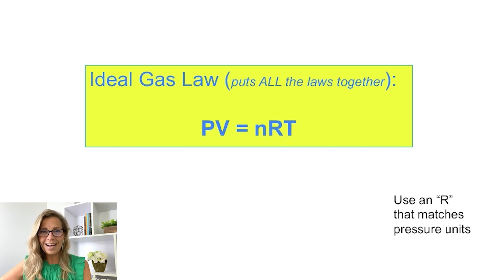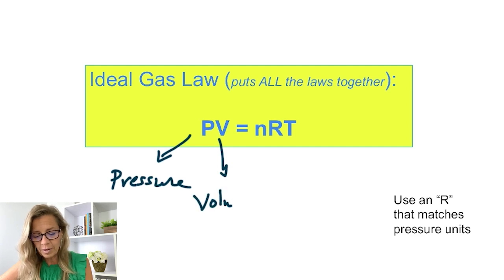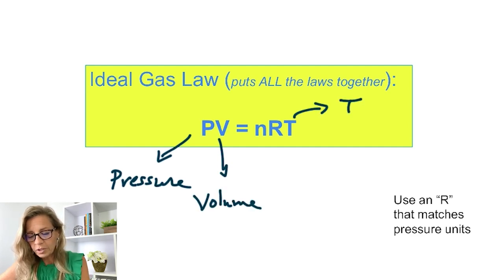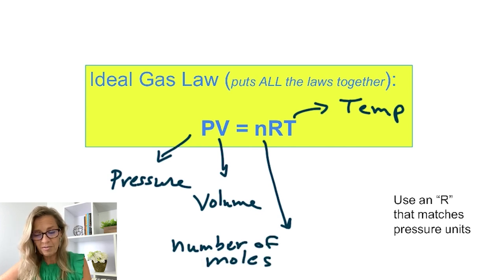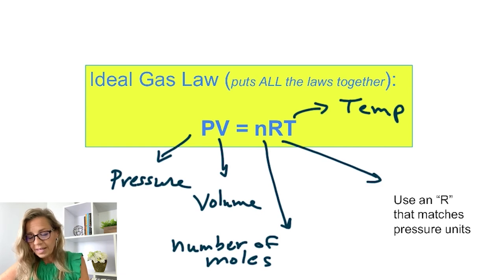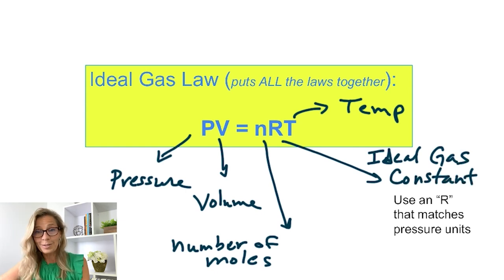All right, let's get to the ideal gas law. So you recognize pressure and you recognize volume and of course temperature, but we have a couple new variables. So N stands for number of moles. So that's where Avogadro comes in, a number of moles. And then R is what we call the ideal gas constant, and that is a constant used in the ideal gas law.